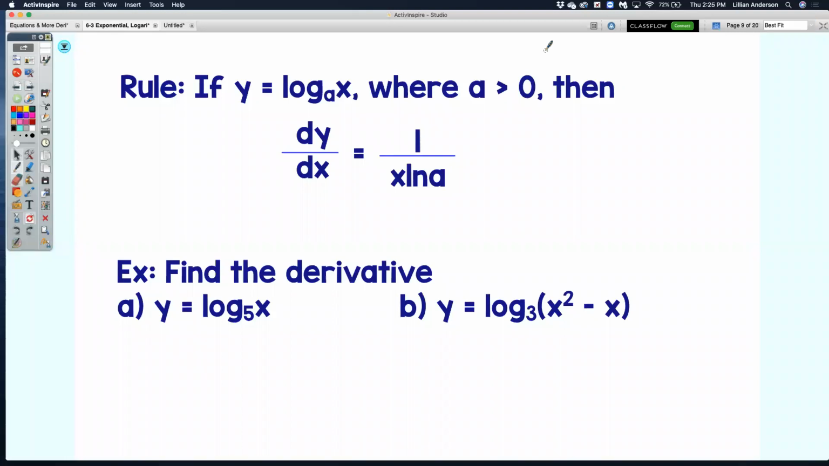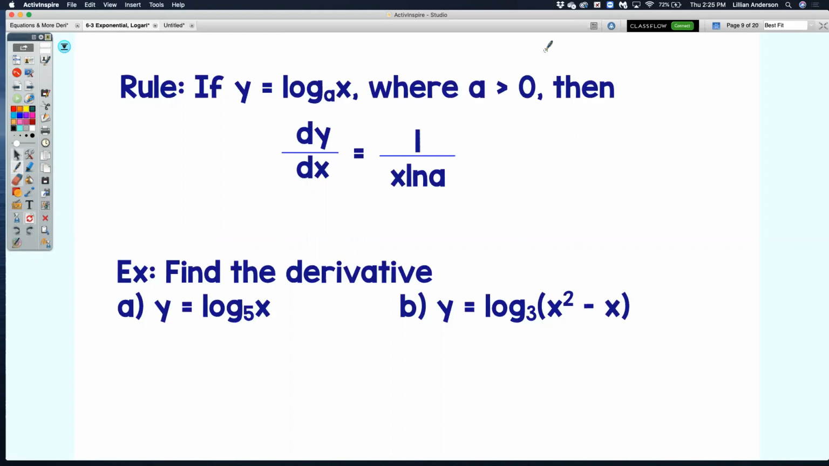There is, though, a derivative for if you have a logarithm. So ln was the special one, but there is an actual derivative for logs to a base that's not e. Because remember, log with a base e is the same thing as ln. So we have log base a of x. Of course, we cannot take the log of a negative number or 0. That's why a has to be greater than 0.